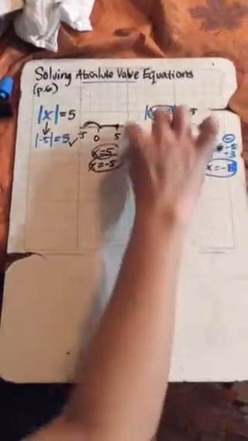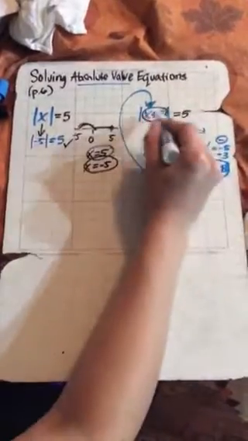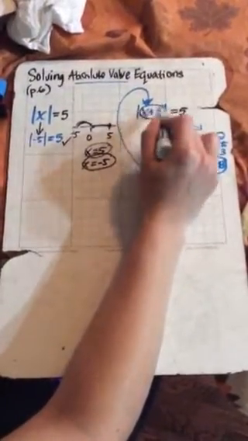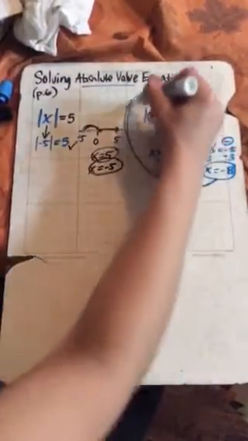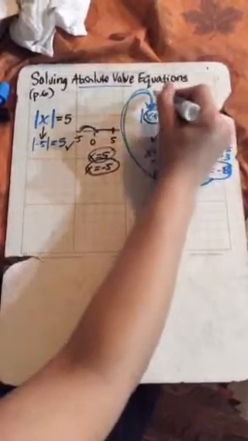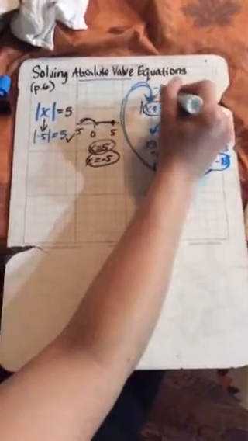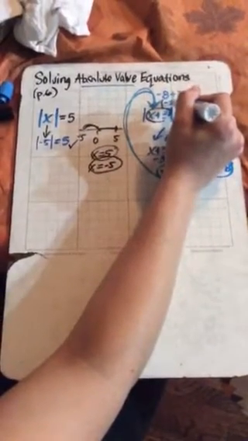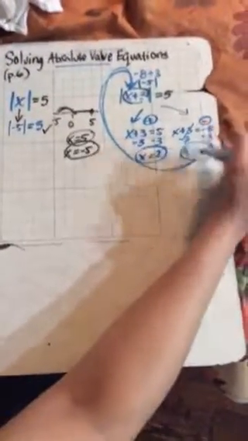So if I were to plug 2 back in, if x was 2, 2 plus 3 is 5. The distance from 5 to 0 equals 5. If I were to plug -8 back in, -8 plus 3 would be -5. The distance from -5 to 0 is 5. So that would be true. These are the two solutions that make this original equation true.